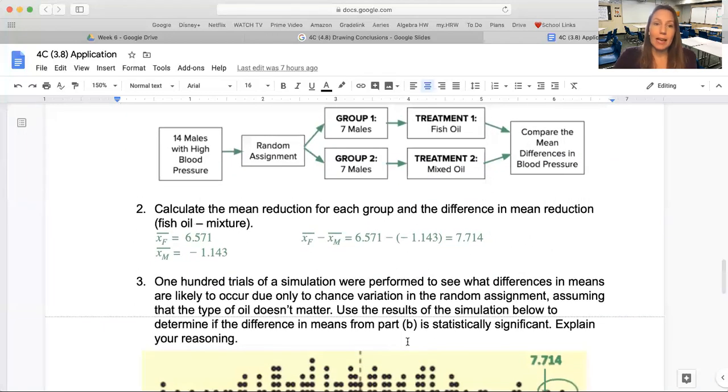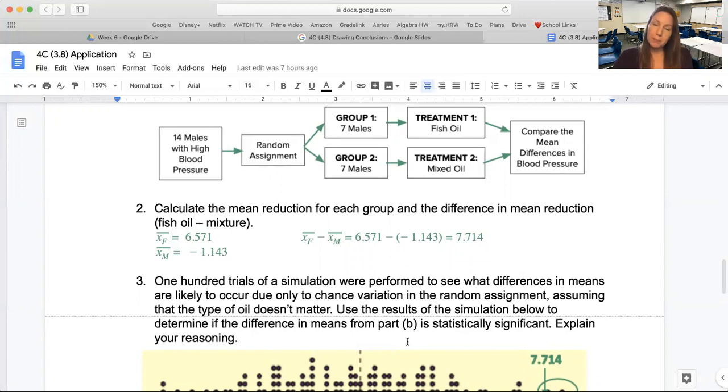The second one says calculate the mean reduction for each group and the difference in mean reduction. So fish oil minus the mixture oil. So the mean of our fish oil was 6.571, and the mean of our mixture oil was negative 1.143. So again, the negative means that the blood pressure actually went up. So we find those differences, and we see that there's a difference of 7.714.